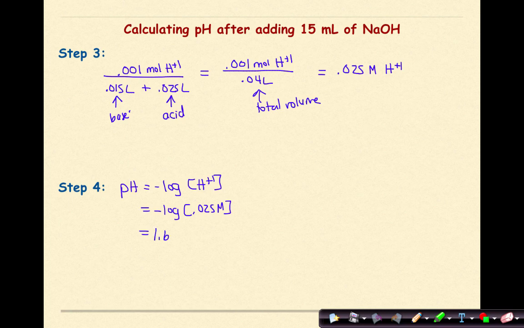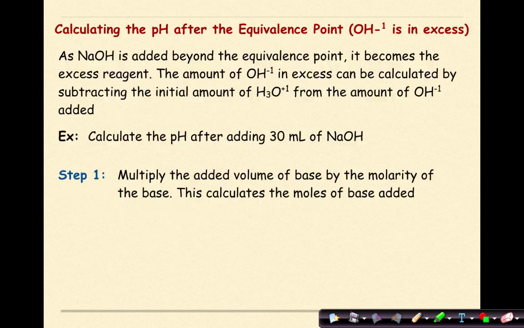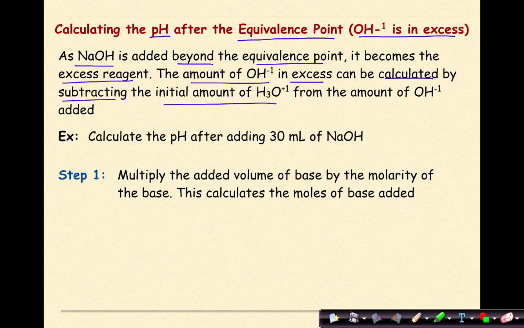So as I add this base over time, my pH is slowly increasing until we reach the equivalence point, which in this case, for a strong acid, strong base situation, is going to be at a pH of 7. Let's look at a situation where we calculate the pH after the equivalence point, where the hydroxide ion is in excess. As sodium hydroxide is added beyond the equivalence point, it becomes the excess reagent. The amount of hydroxide ions in excess can be calculated by subtracting the initial amount of hydronium ions from the amount of hydroxide ions added.